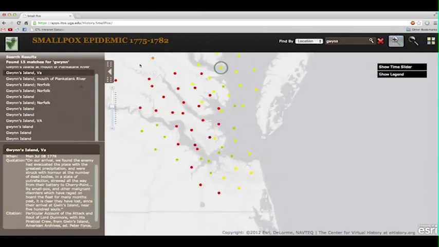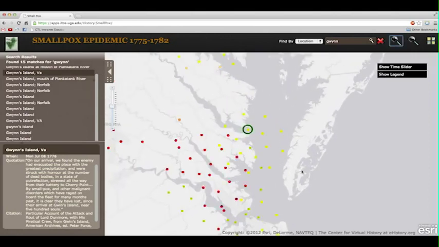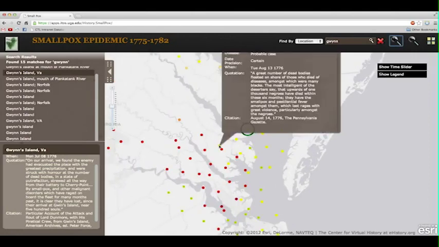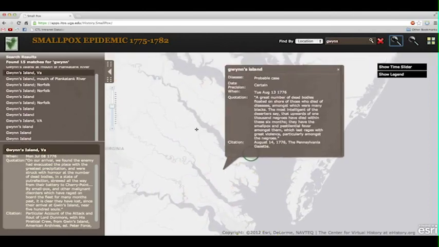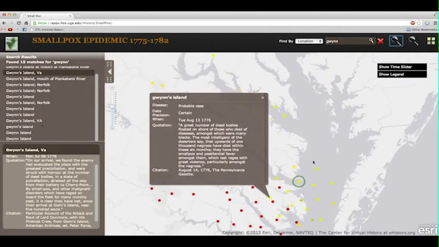A great number of dead bodies floated on shore of those who died of diseases, amongst them which were many blacks. The most intelligent of the deserters say that upwards of 1,000 Negroes have died within these 6 months. They have the smallpox and pestilential fever amongst them, which last rages with great violence, particularly amongst the Negroes.